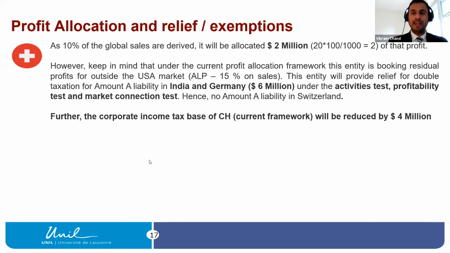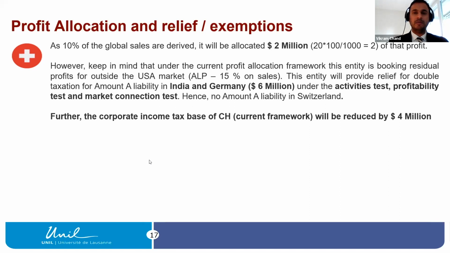Because if you apply the activity test, which is based on a facts and circumstances analysis to see which entity has a connection, what the entity is actually doing. So Switzerland is selling into these markets, or somehow there's a link between the Swiss entity and this entity. So if you apply the activities test, profitability test, and the market connection test, which is being contemplated in the blueprint, and to which Norman has also referred, then the entity in Switzerland will have to provide relief.